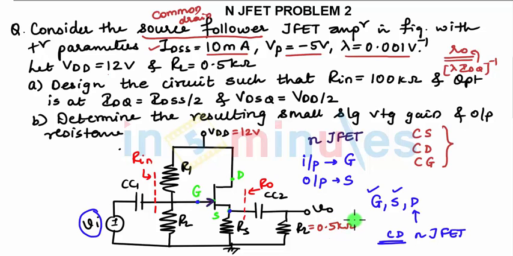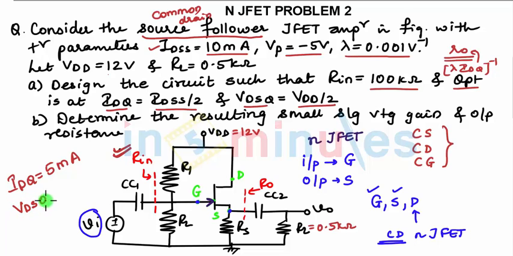They have told us to design the circuit such that the input resistance Rin is 100 kilo ohms. That is, the resistance seen from this point should be 100 kilo ohms, and at that time the Q point is at IDQ, which is half of IDSS. That means if IDSS is 10 milliamperes, your value of IDQ will be 5 milliamperes. And your VDSQ is half of VDD, so the value of VDSQ will be 12 upon 2, which will be 6 volts. So these are the values given for the first part.